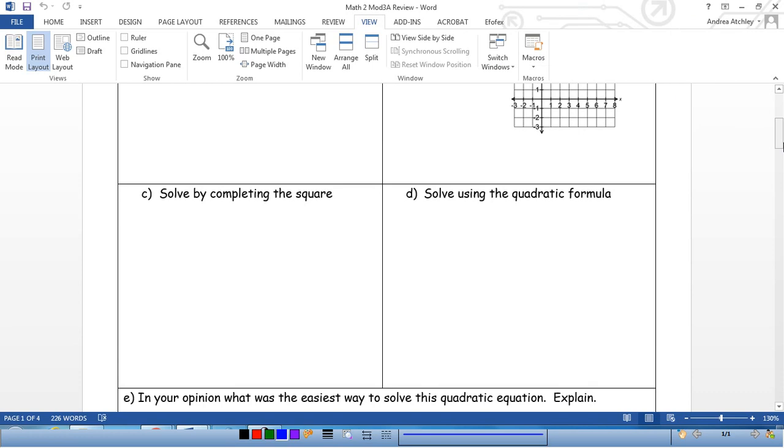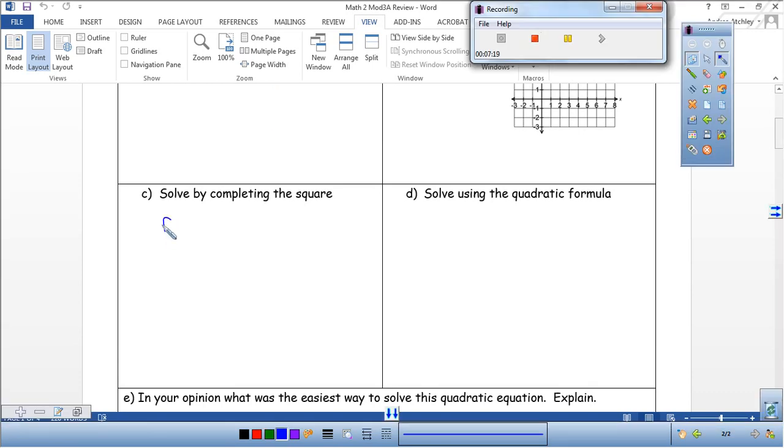We completed the square already in the first one, and we got f of x equals x minus 5, the whole thing squared, minus 1. Now to solve by completing the square, we need to set it equal to 0. So instead of f of x, we're going to have 0 equals x minus 5, the whole thing squared, minus 1. And then we just solve.